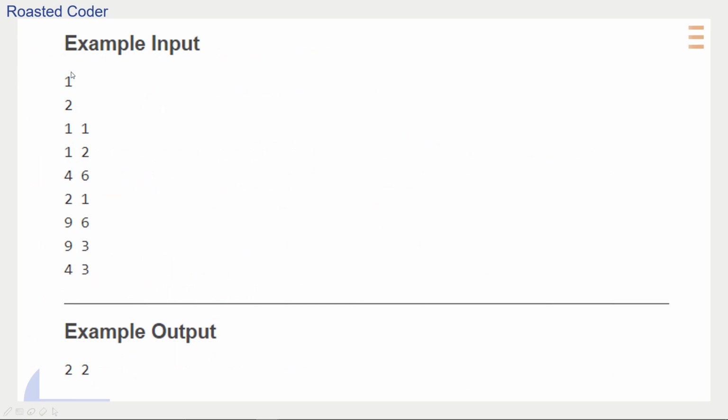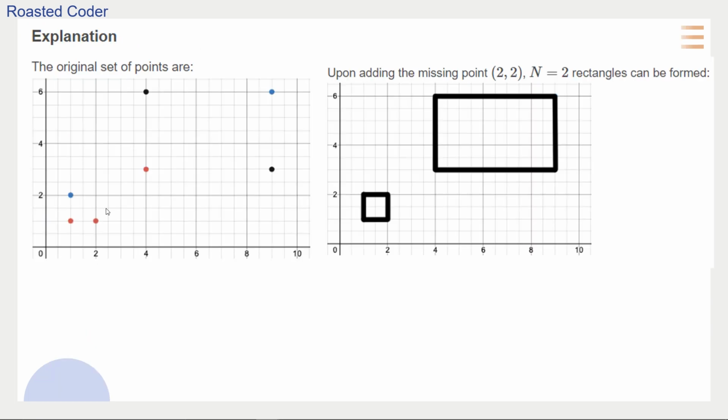Like this, there is one test case and there are 2 rectangles. So if one vertex is missing, then there are 7 vertices given here, and the missing vertex is 2, 2. So let's plot those points. You can see this is one perfect rectangle, and in this rectangle there is one point missing here, that is 2, 2. So if we find 2, 2, then it will be a perfect rectangle.